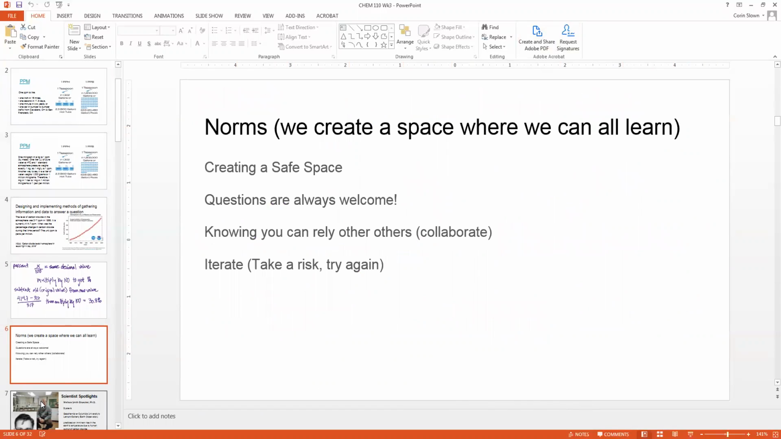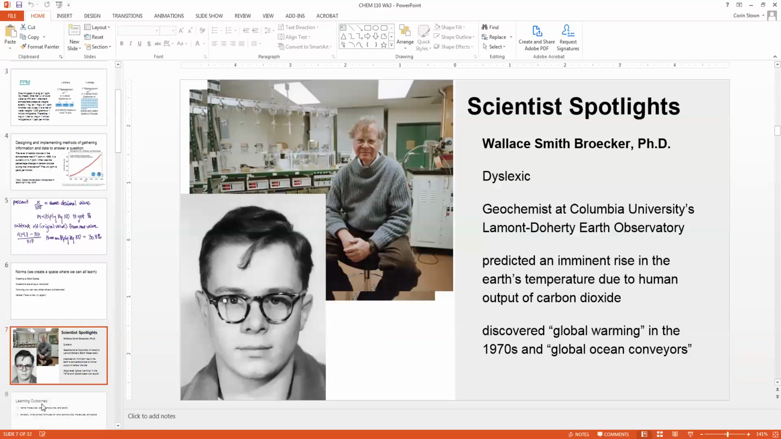So when we think about norms again, we've talked about creating a safe space. It's really important that we recognize that questions are always welcome. There is no such thing as a stupid question. It's really important for you to ask questions, because that's how you're going to foster and develop your learning. Being able to rely on others or collaborate is critical. And your ability to iterate, or take a risk and try again, is also something that we really support.